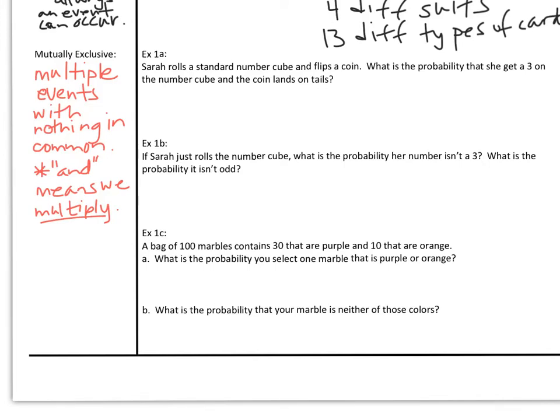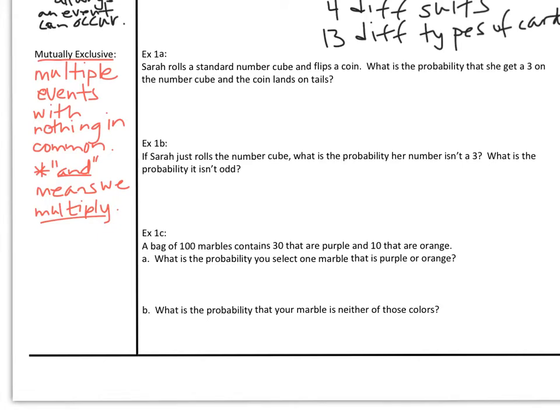Let's first start off with events that are known as mutually exclusive. That means you may have more than one event you want to have happen, and they have nothing in common with each other. You'll know this because there'll be a key word in your word problem. They'll want 2 events to happen, and the word in between them will be and. That means you want one event and another event to both happen.